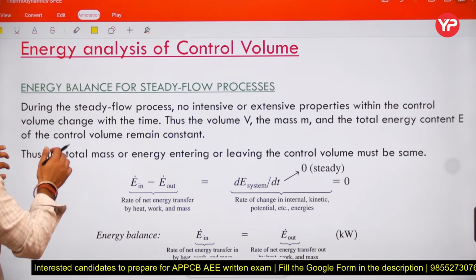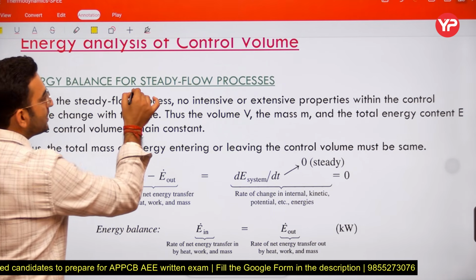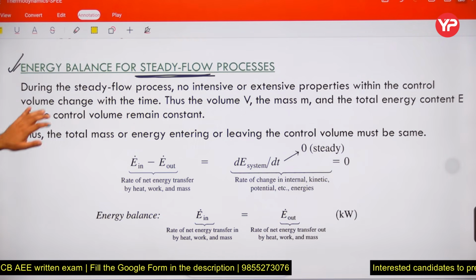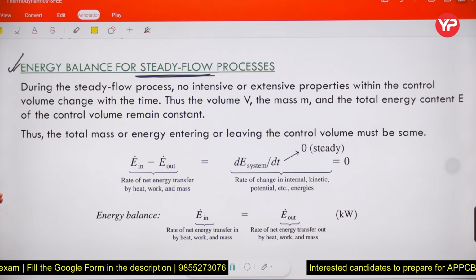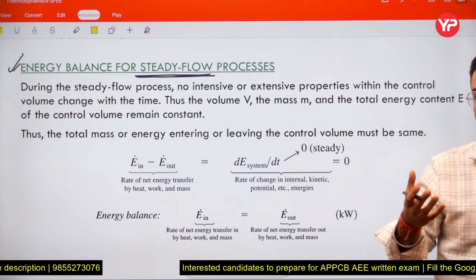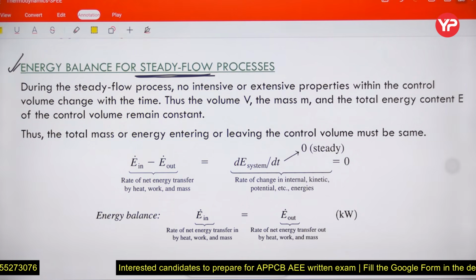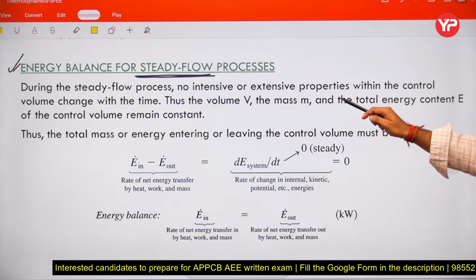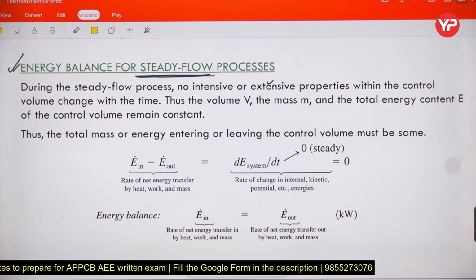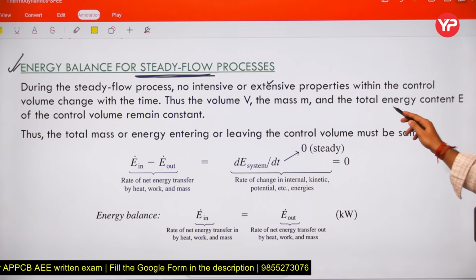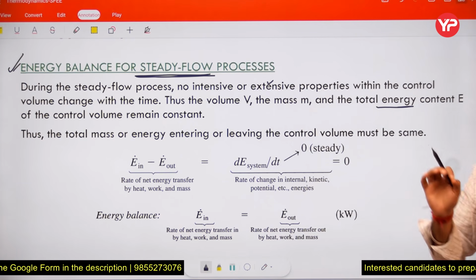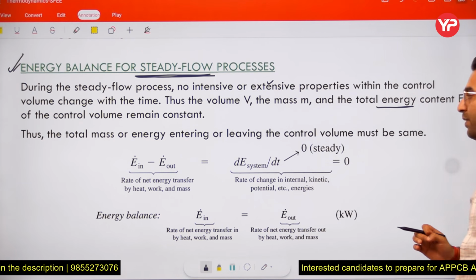Now if we want to write down the energy balance equation for the steady flow process, what do we say? Again, we are dealing with the steady flow. Steady flow simply means the properties are not changing with respect to time inside the control volume, even if it is mass or energy, okay. So during the steady flow process, no intensive or extensive property within the control volume is changing with respect to time. Or I can write that the mass is going to remain constant, as well as the total energy is going to remain constant, okay. So that is very, very important.